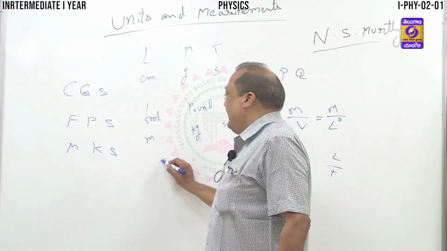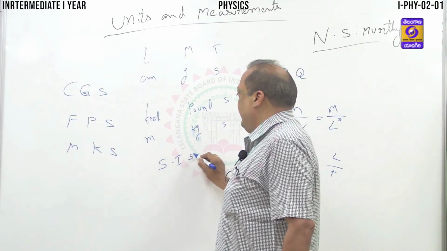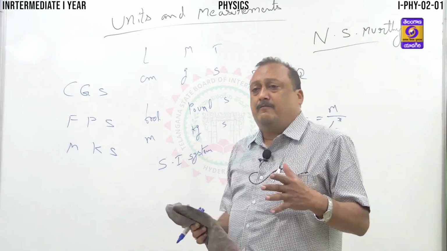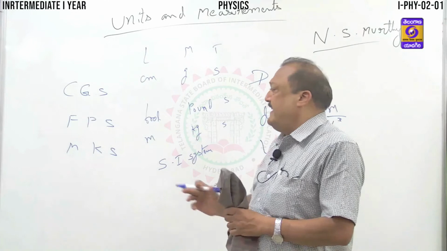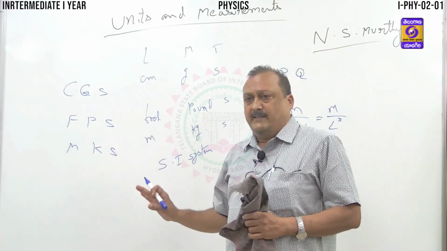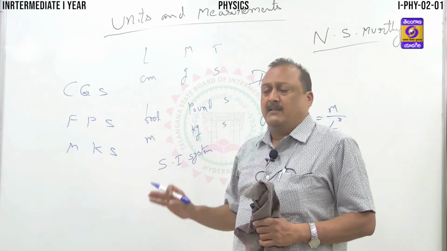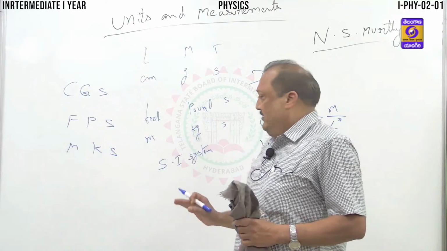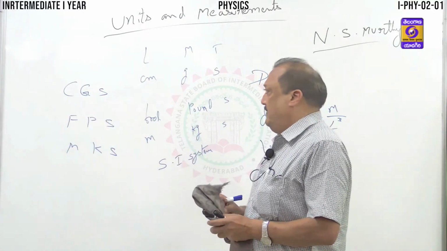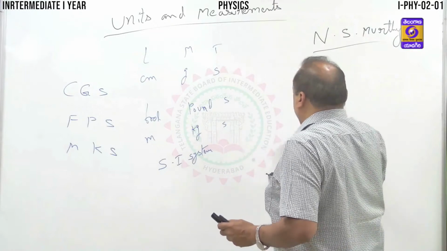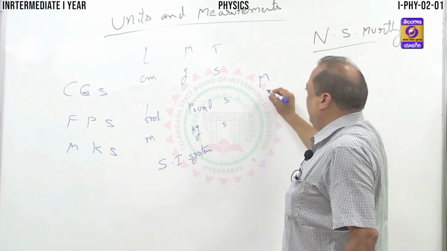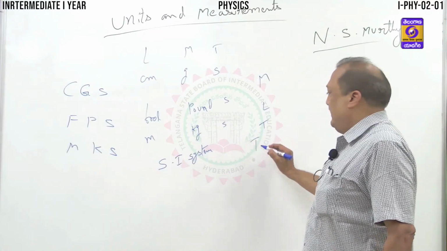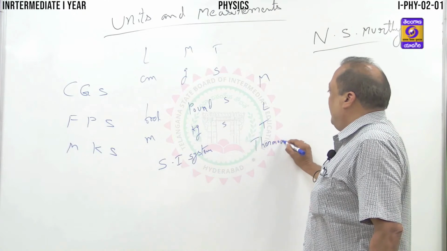Now we are following the international standard system, that is the SI system. In SI system, we are taking 7 fundamental physical quantities. This is the extension of MKS system. In MKS system, only 3 are fundamental physical quantities: mass, length, time. But in the international standard system, there are 7 fundamental physical quantities. Those are mass, length, time, and 4 more physical quantities: thermodynamic temperature.